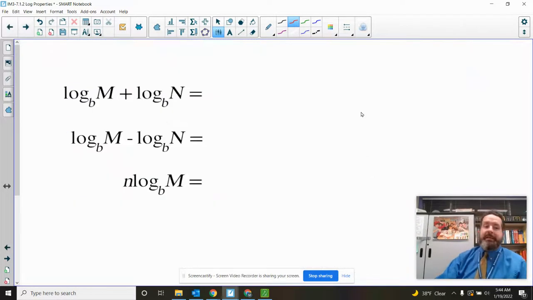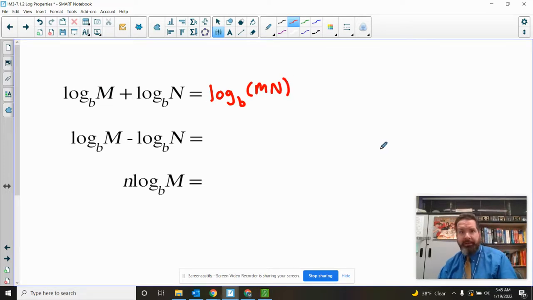So property 1, if you've got a log, and there's nothing special about base 10, it can be any base, plus another log of the same base, you can combine those into a single log where you take the inside parts and you just multiply them together. That's property number 1.